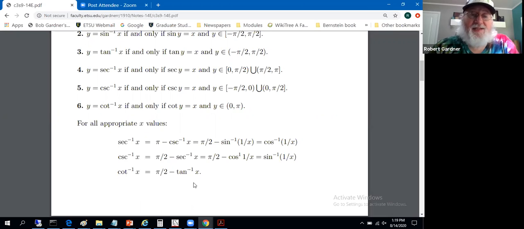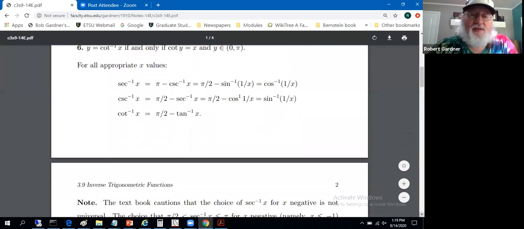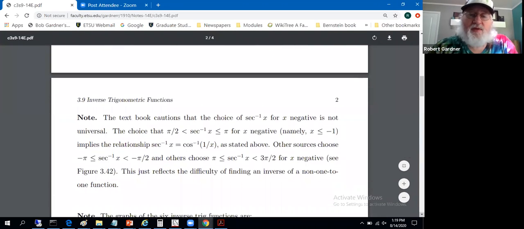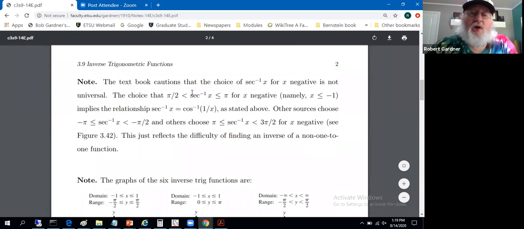Those are some identities that result from these definitions of the inverse trig functions. Let's not worry about details on that. I'm happy to take those as given. We're here to do the differentiation. The textbook does caution that the choice of secant inverse of x for x negative is not universal. Sometimes the choice of pi/2 to pi for x negative is what we get out as that part of the range of the secant inverse.